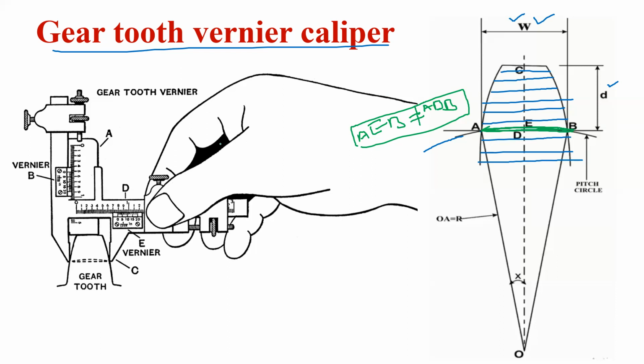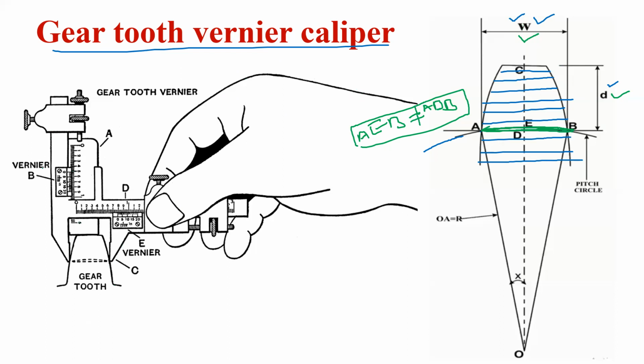So by using the gear tooth vernier caliper, we can measure at a depth D, right? ADB is located at a depth D. So we need to measure the depth D, and at a depth D we need to measure the W. So here also we require one instrument that measures the D as well as W. This is possible by using the gear tooth vernier caliper.